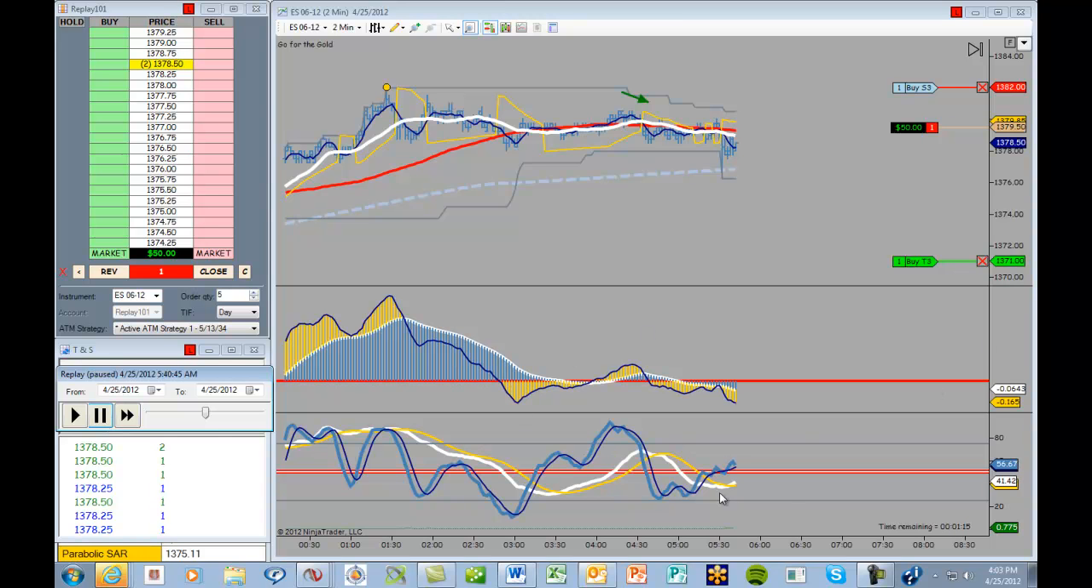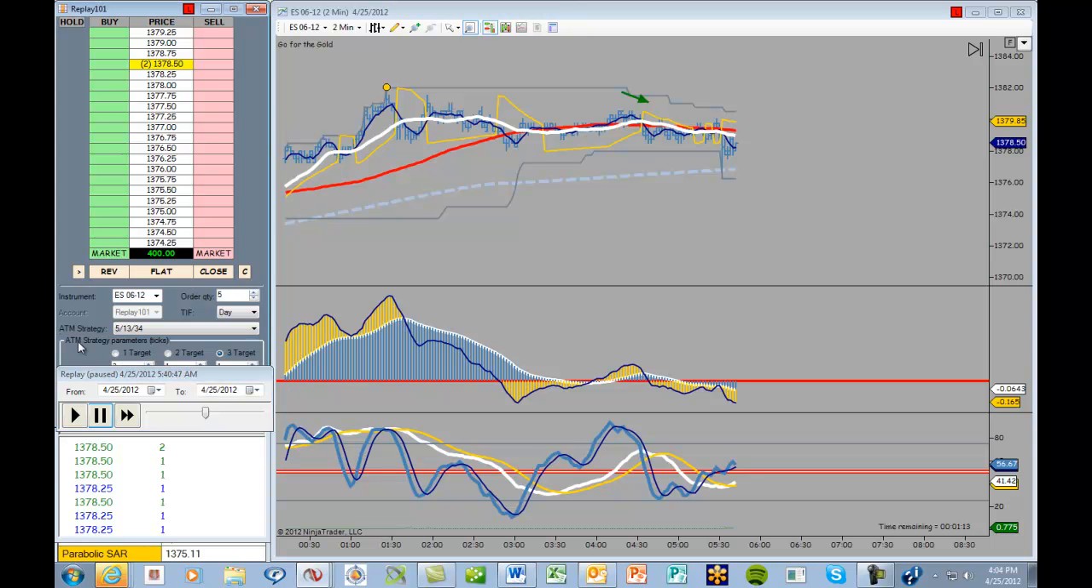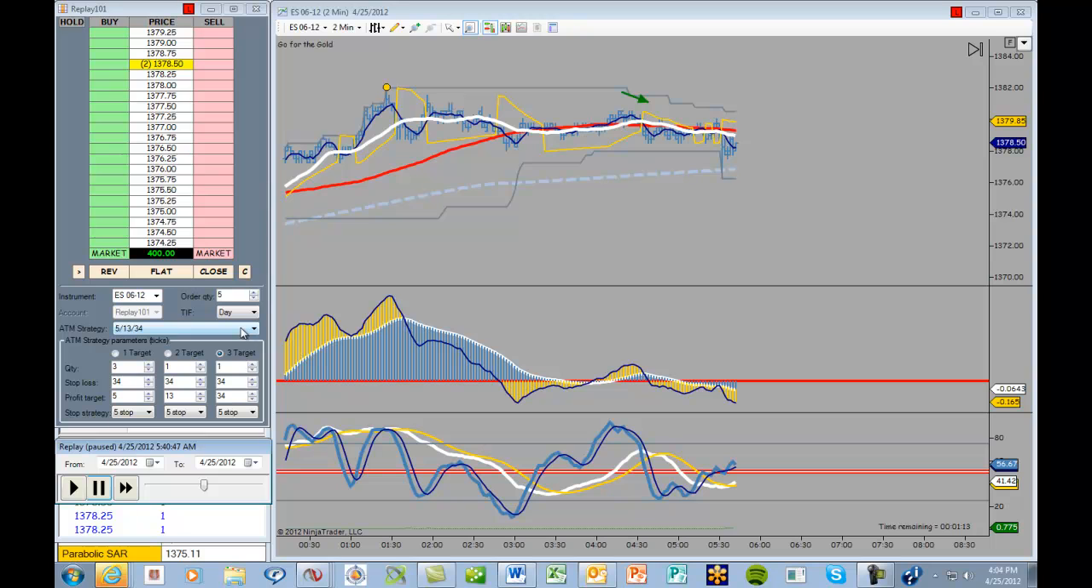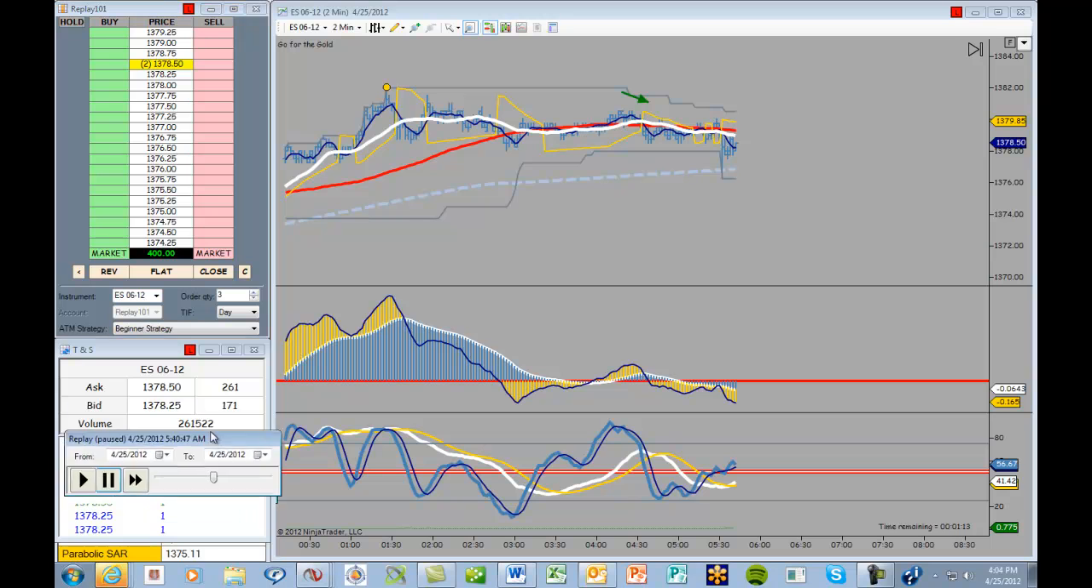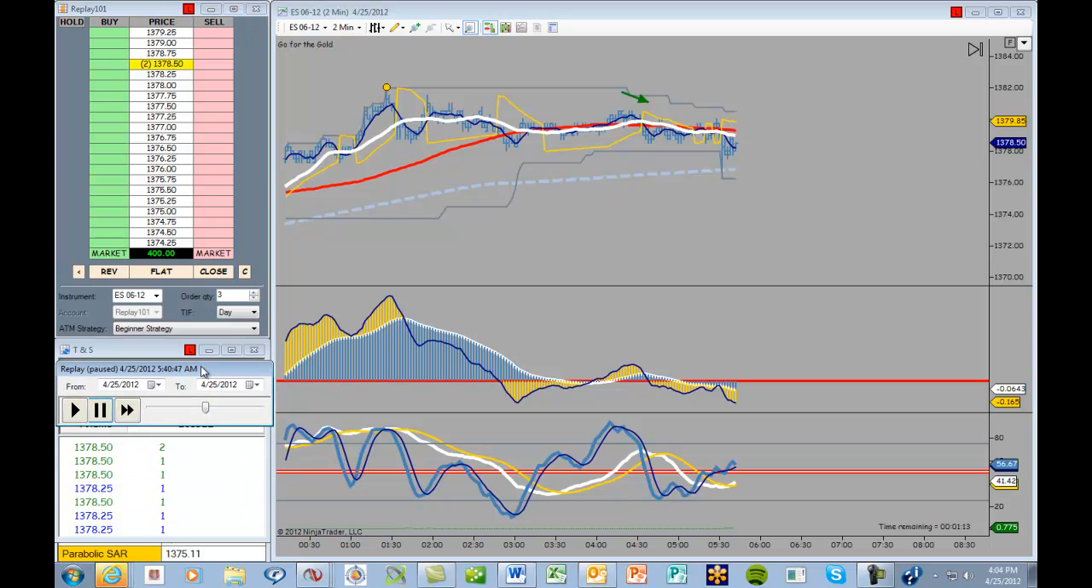Now, we're going to reverse our position, but actually I'm going to get out of this trade so that we can get back to our proper strategy here. I'm going to close this out and start the data, pause it again, and we'll go back to our beginner strategy with 3 contracts and 2 targets. And we'll start the feed.